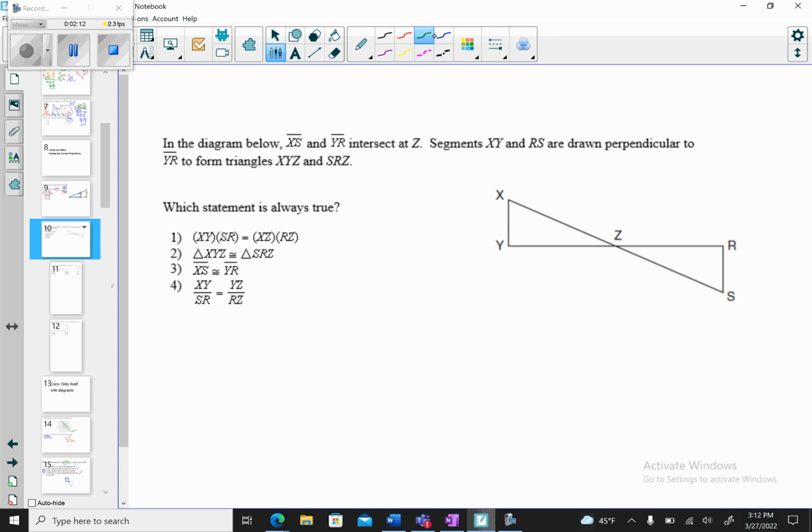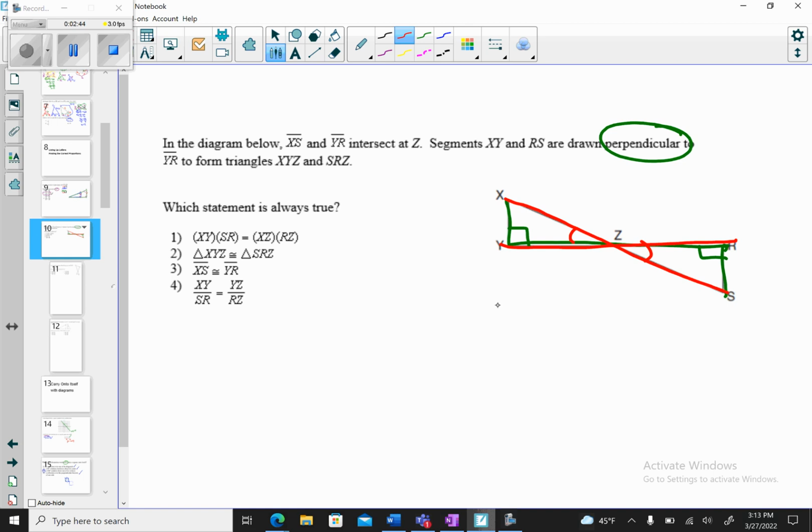So there's a few things that we have to do for this question. We should notice that we see this word perpendicular, which means we do have right angles. So XY and RS are perpendicular to line YR, which means they form 90-degree angles here. Also, you should notice that we have an X, which means we have vertical angles as well. And again, these two triangles are similar by the angle-angle theorem, which means our sides are in proportion.